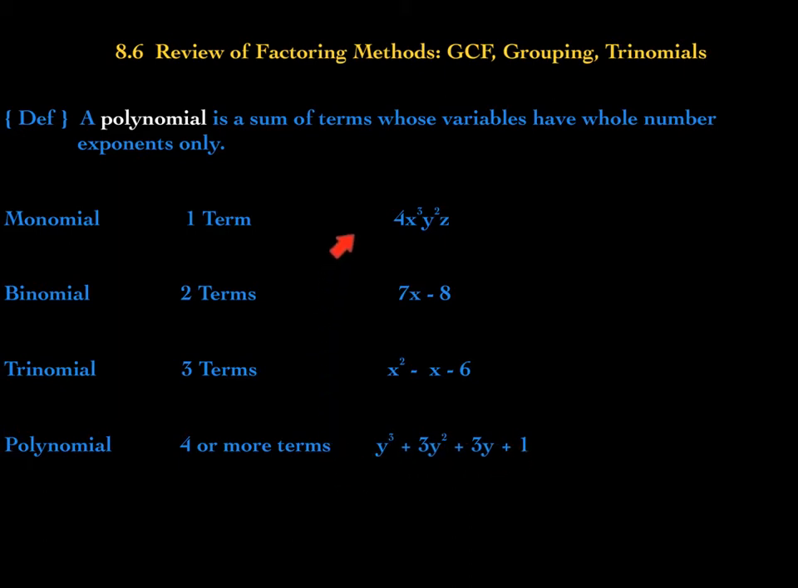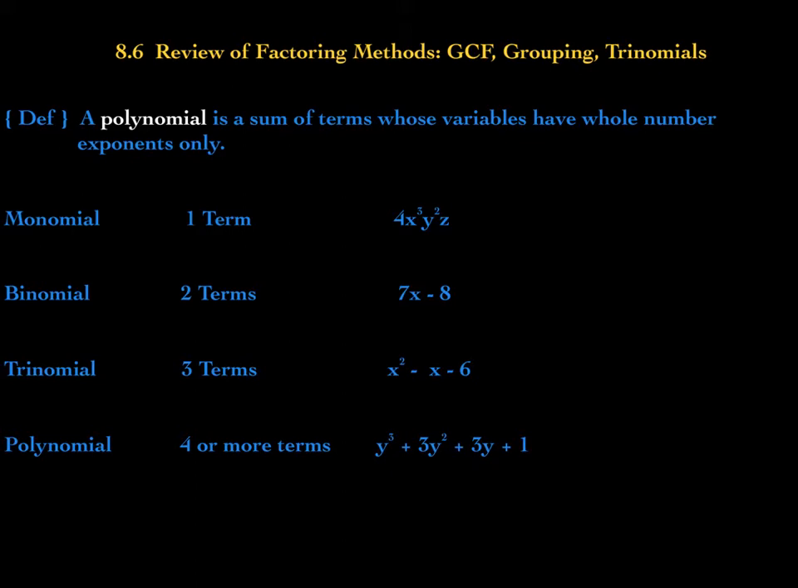Keep in mind that all of these are polynomials. A monomial is a polynomial. A binomial, a trinomial are polynomials. A polynomial of one term has a specific name, a monomial. A polynomial of two terms has a specific name, a binomial, and so forth. So all of these are considered polynomials. To be more specific, we can say monomial, binomial, trinomial.